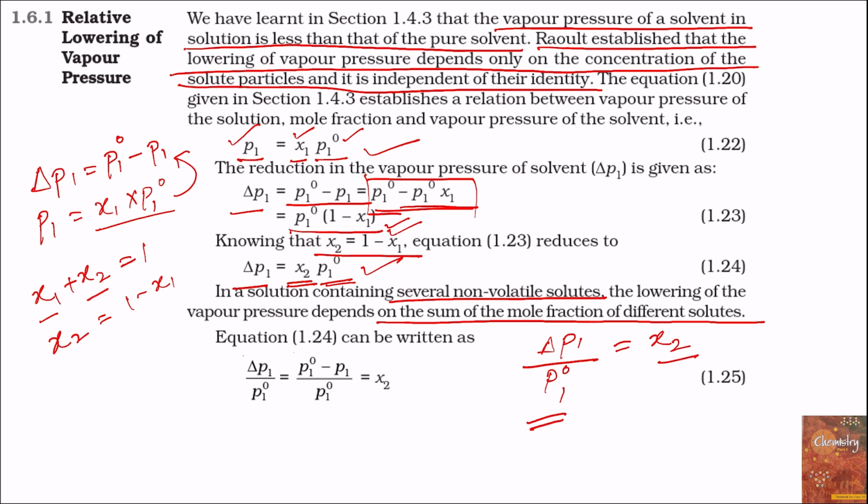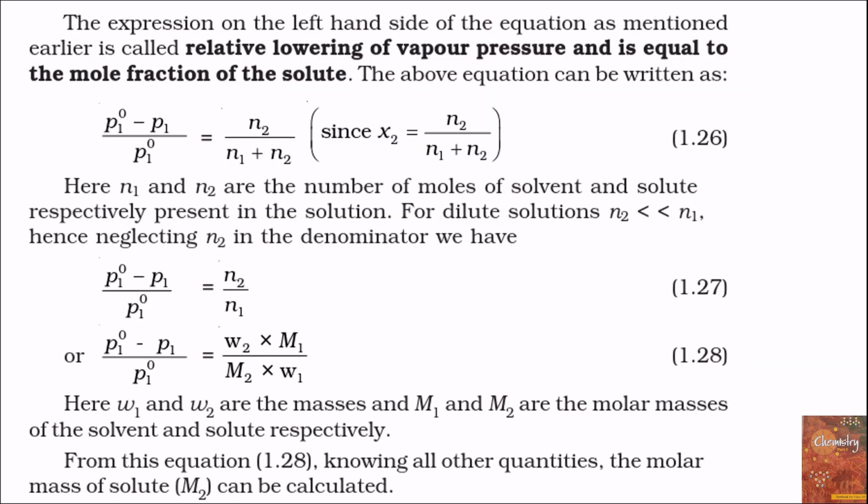Now putting the value of delta P1, the expression is P01 minus P1 divided by P01 is equal to mole fraction of solute. So P01 minus P1 divided by P01, this is known as relative lowering of vapor pressure. So the expression on the left hand side of the equation is the relative lowering of vapor pressure and it is equal to x2, that is mole fraction of solute.